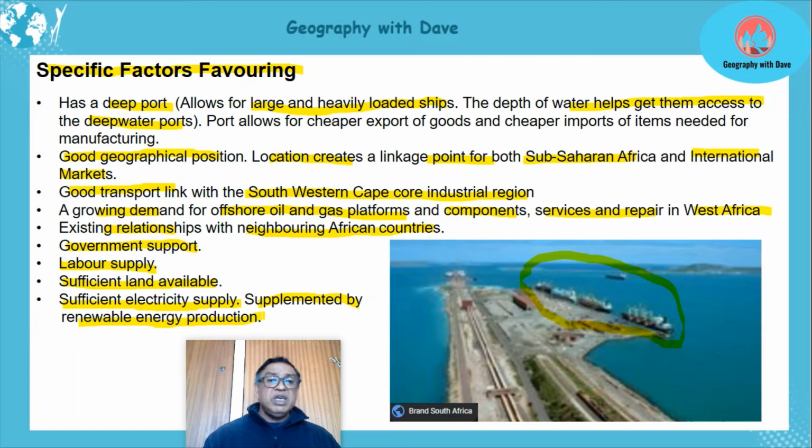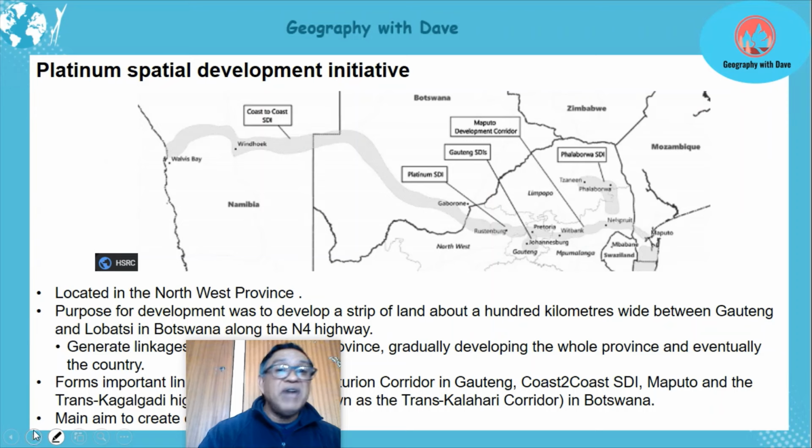Please, learners, don't note that it's only gas, etc. That's the main activity. Other industries that come into the area also exist there. So it's been supplemented by renewable energy. All right. So that is your IDZ, Saldanha Bay.